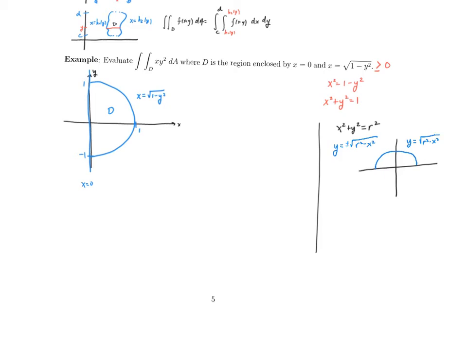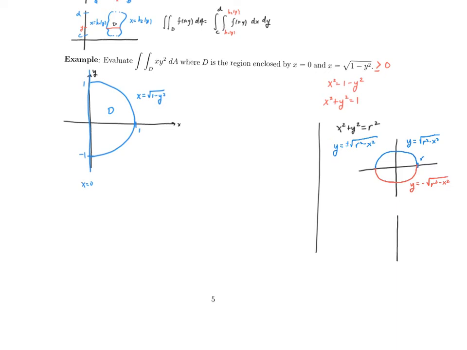And this would be a circle of radius r centered at the origin, whereas the negative would correspond to the bottom half. y is minus the square root of r squared minus x squared.